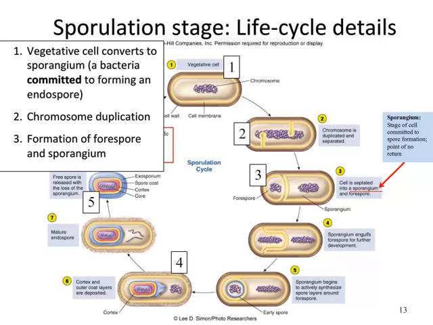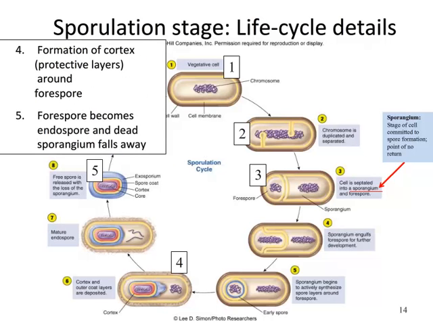That forespore is the precursor to the endospore. Let's look at steps 4 and 5. In step 4, the cortex, or the thick protective coats around the forespore, begin to form. And they are represented by the thick, pale yellow or tan coating around the forespore.